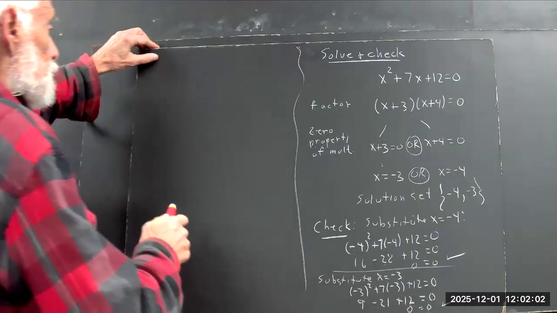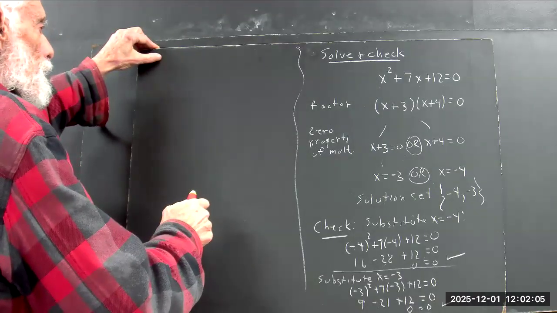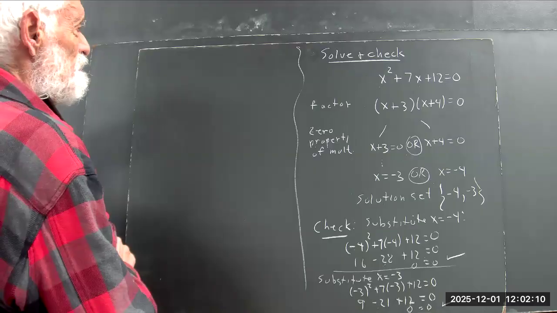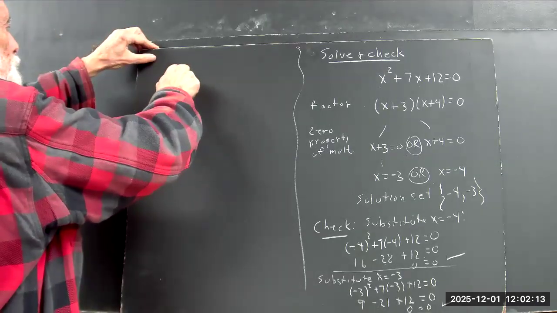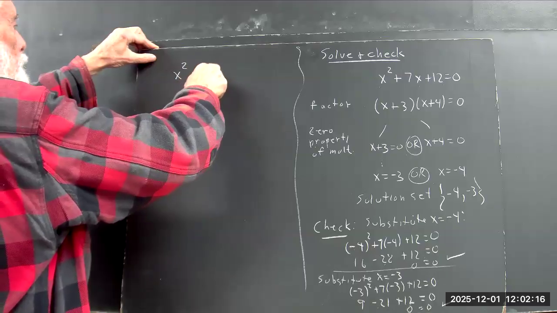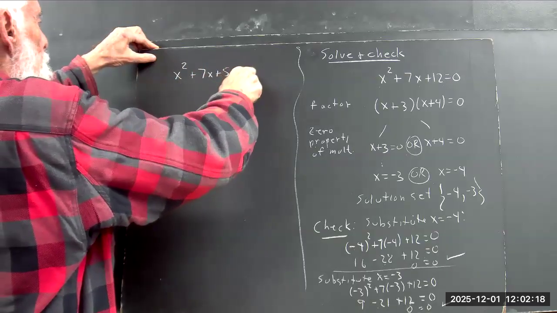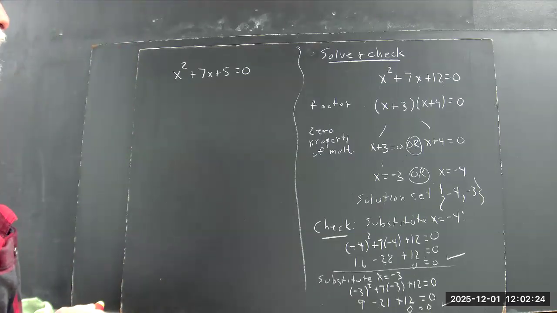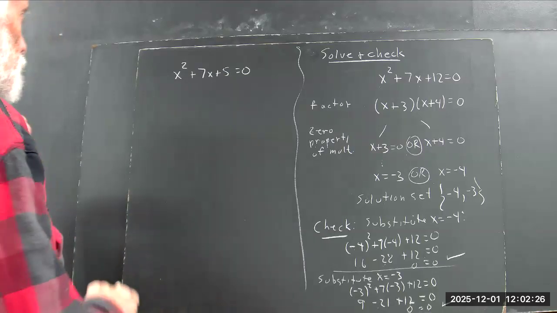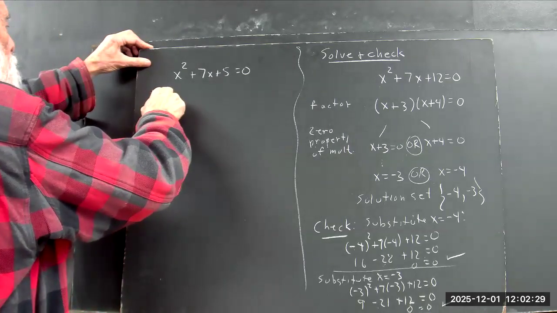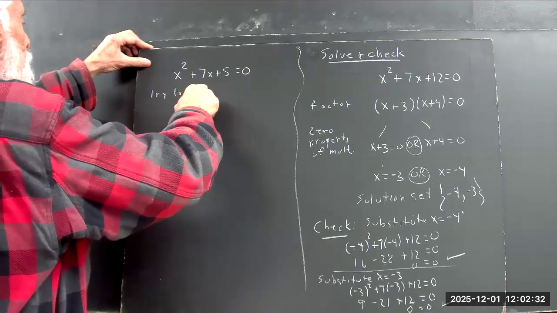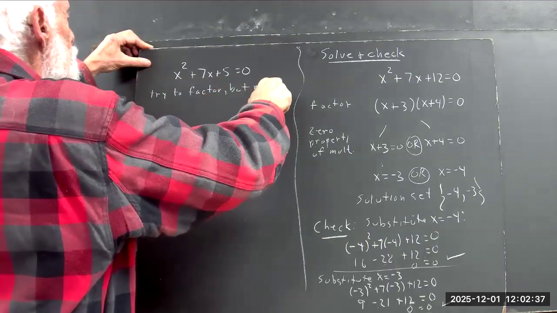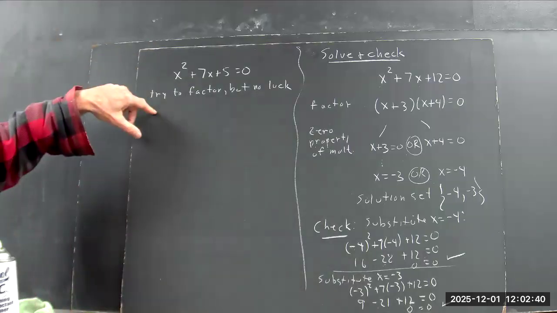Now let's try another one. Instead of 12, let's make this 5. Okay. We try everything in the world. We try to factor this, but no luck.